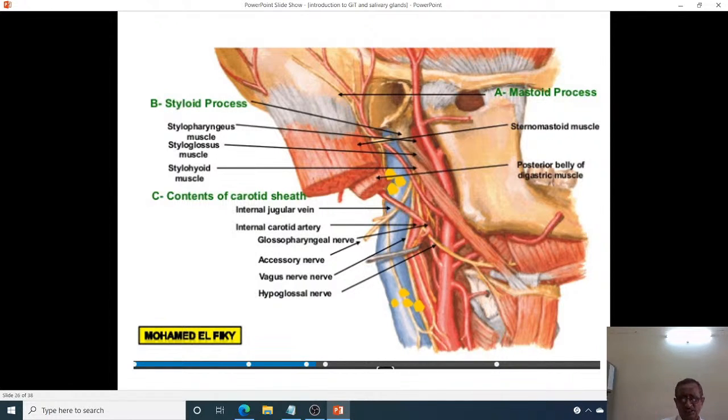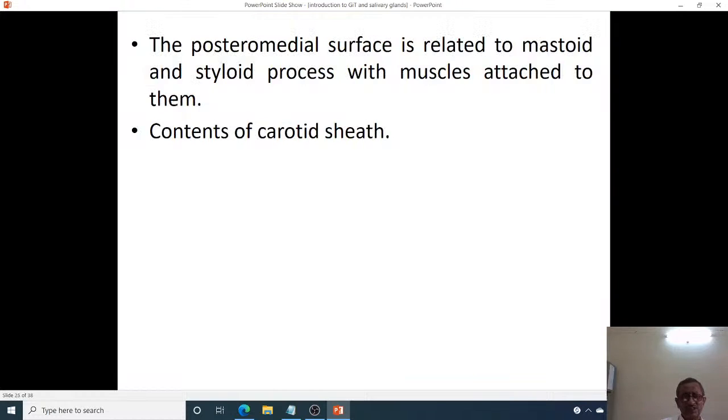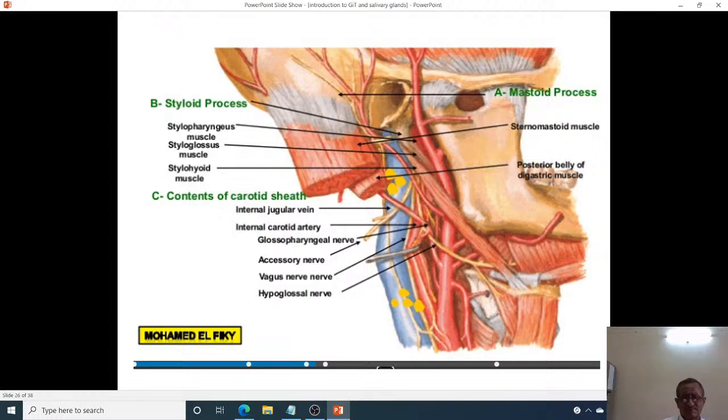So the parotid gland on its posterior medial surface is related to the mastoid process and the muscles attached to it. The muscles attached to it are the sternocleidomastoid muscle and the posterior belly of the digastric muscle, sorry. And we have the styloid process, which has attachment of the stylopharyngeus, styloglossus and stylohyoid muscles. So the styloid process has attachment of the 3 muscles.